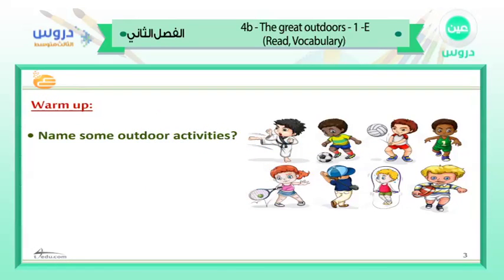Okay, so look at these pictures. Can you name some outdoor activities? Some activities that you cannot play at home. Yes, we have tennis, golf, jump ropes, American football, basketball, volleyball, soccer or football, karate. So all of these are outdoor activities. They are activities that cannot be done inside your homes. Very good. We also have camping, etc.